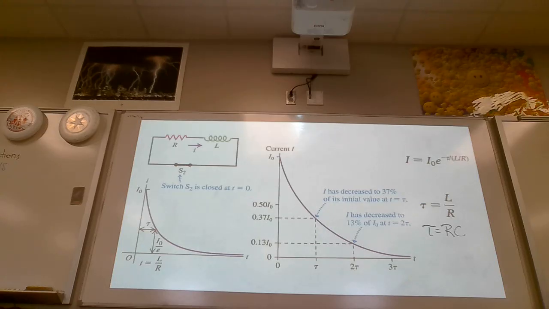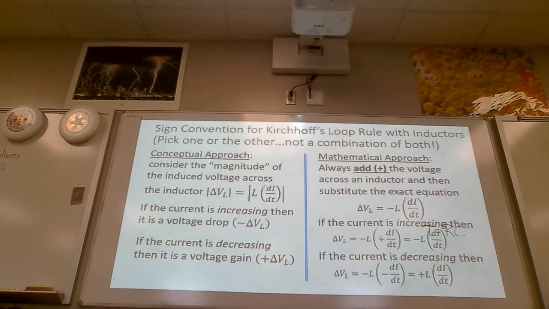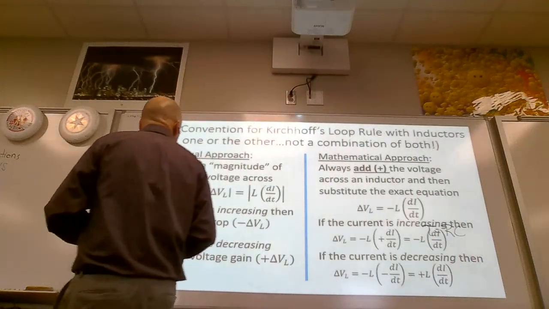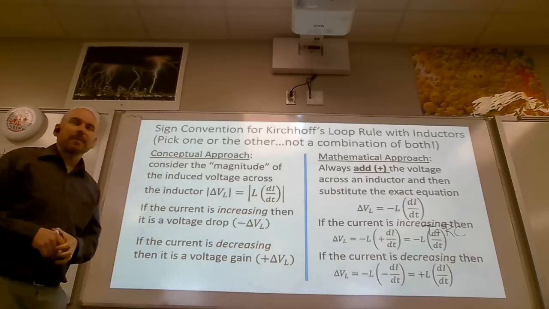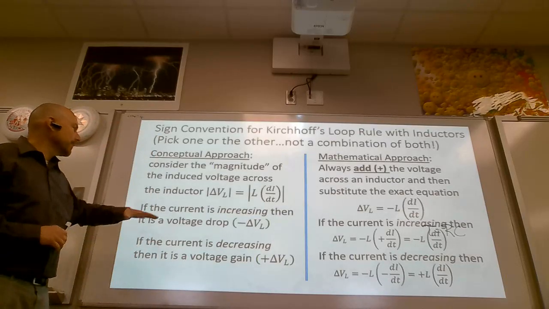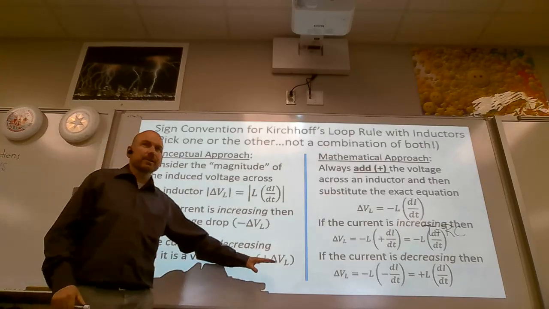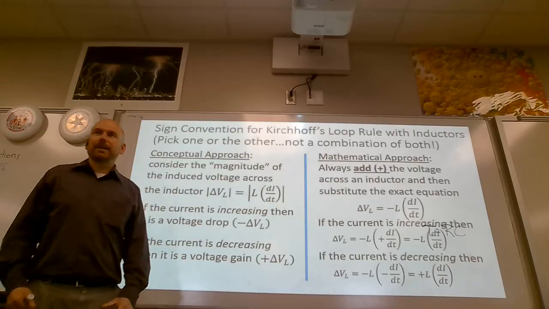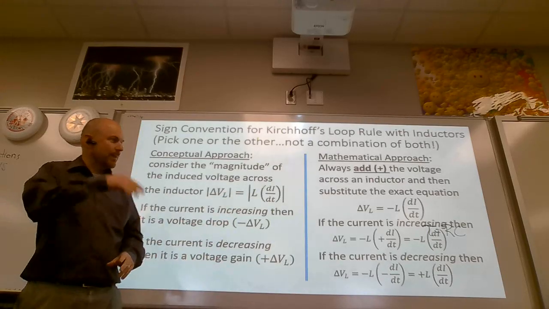Okay, I'm kind of showing you the end result first. We're going to go back through this. So this is the conceptual view. I like looking at it like this. Here's the magnitude of it. If the current is increasing, it's a voltage drop. If the current is decreasing, it's a voltage gain. That's how I like looking at it. I don't mess with the negative sign that's in the equation. I just drop it.